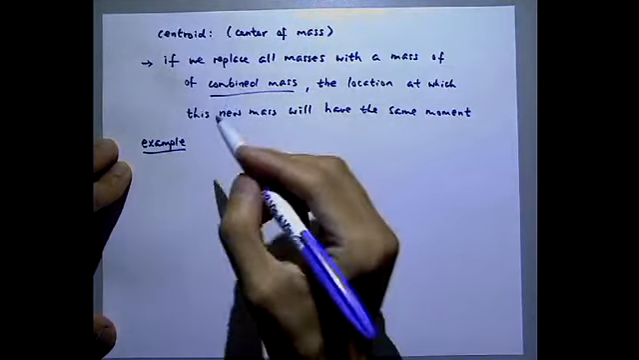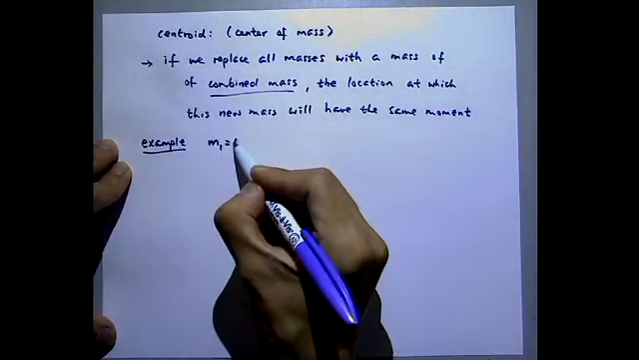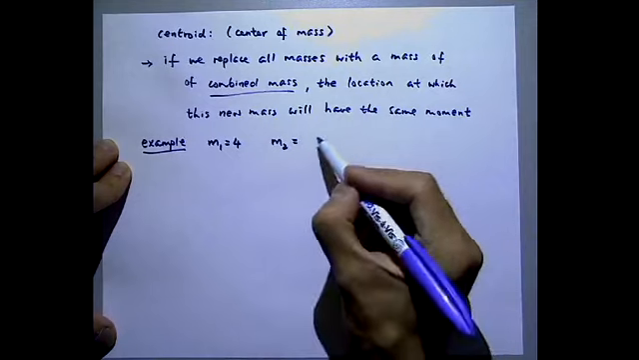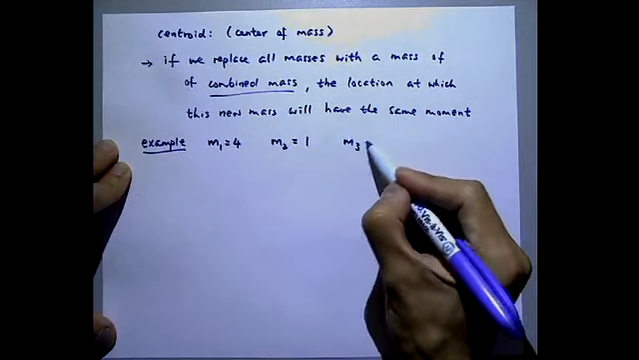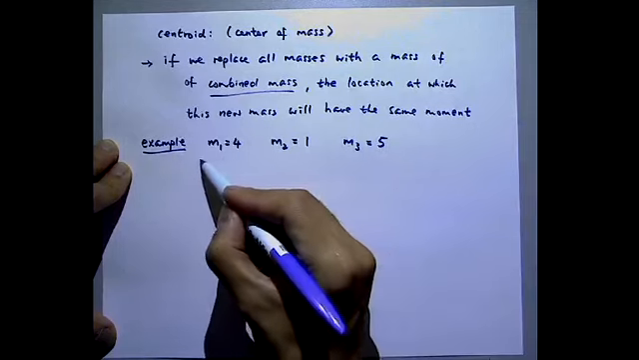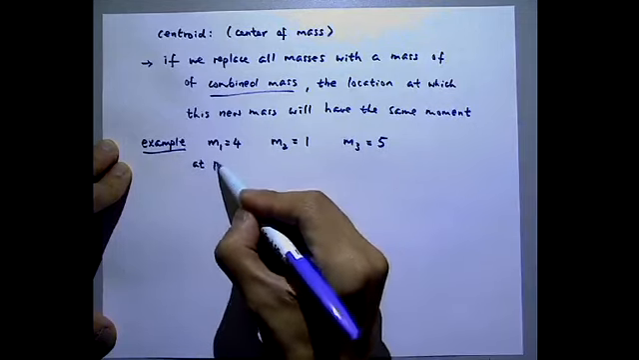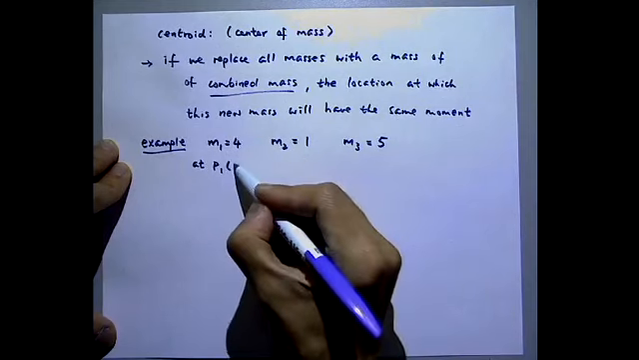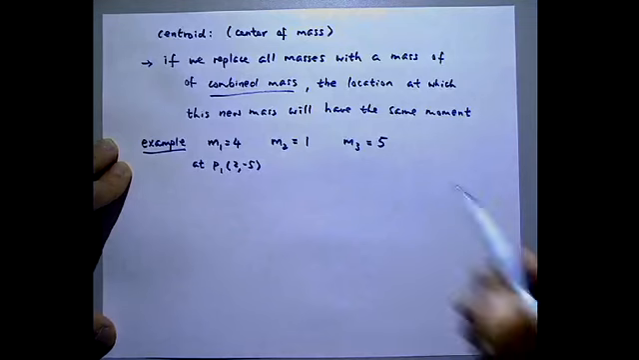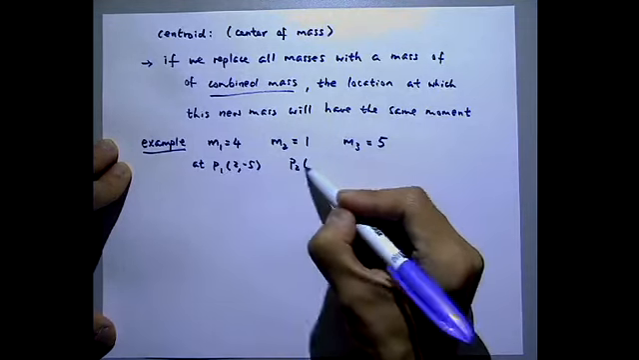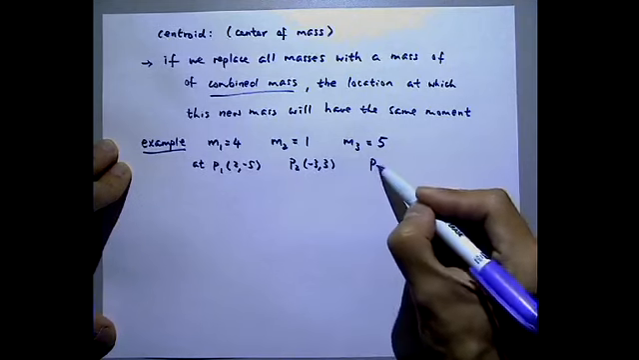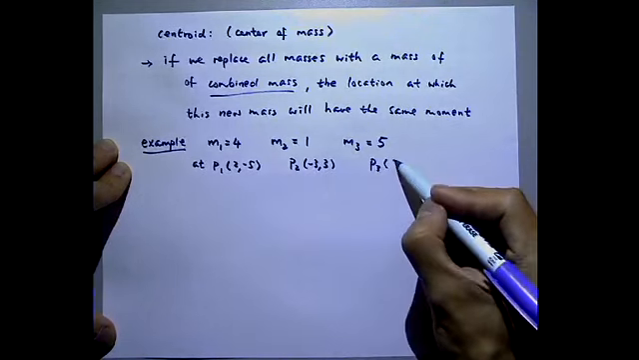Let's say I have three masses here. The first one has a mass of 4. The second one has a mass of 1. And the third one has a mass of 5. The location of the first point is (2, -5). The second one is (-3, 3). And the third one is at (3, 5).